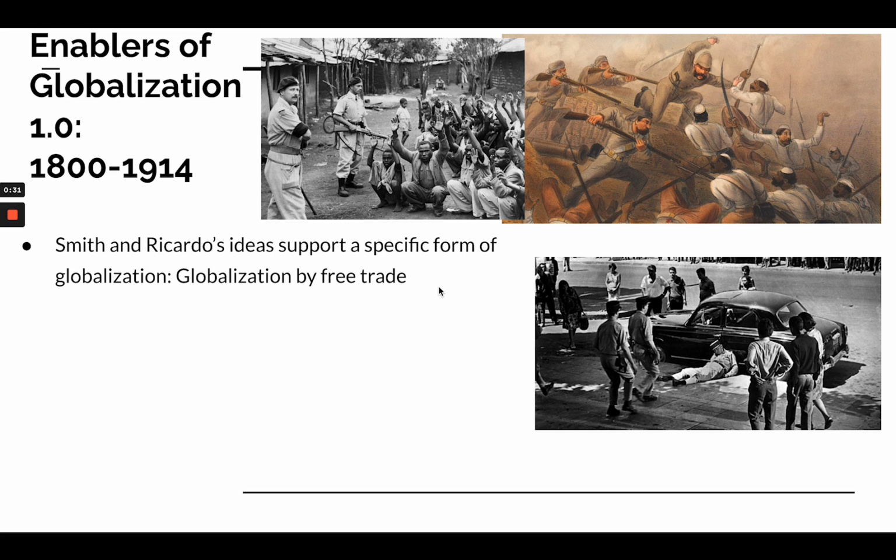Before we jump into that, though, it's necessary for us to briefly step back to Smith and Ricardo and the type of globalization that was advocated by their ideas, and both logically and actually advocated by Smith, Ricardo, and people who agreed with them, and that was that we should have globalization by free trade, right? Specifically not by building empires and collecting colonies.